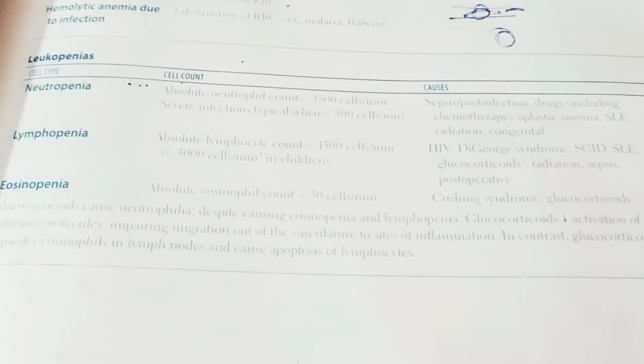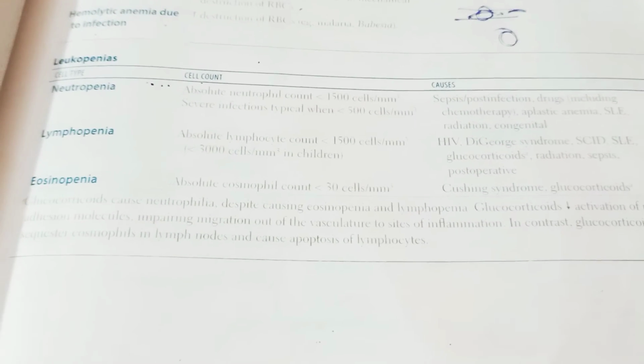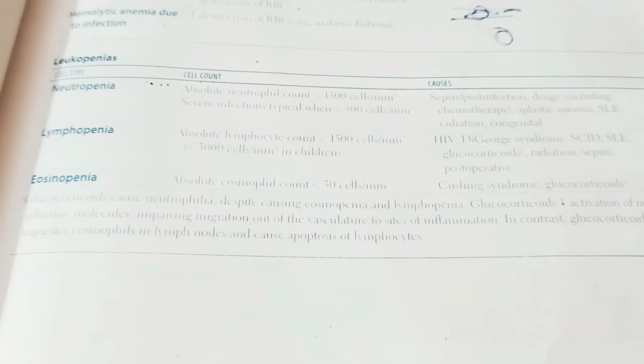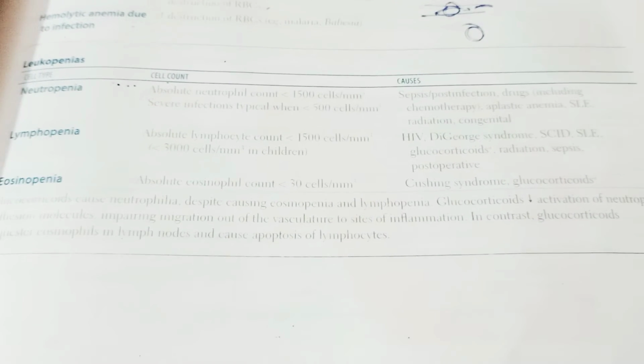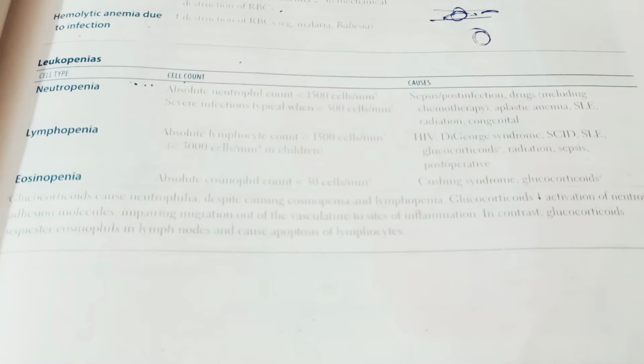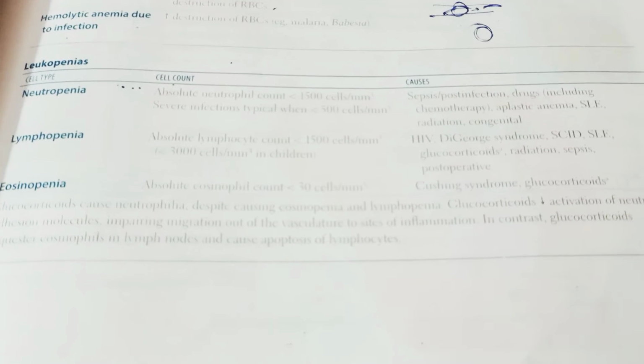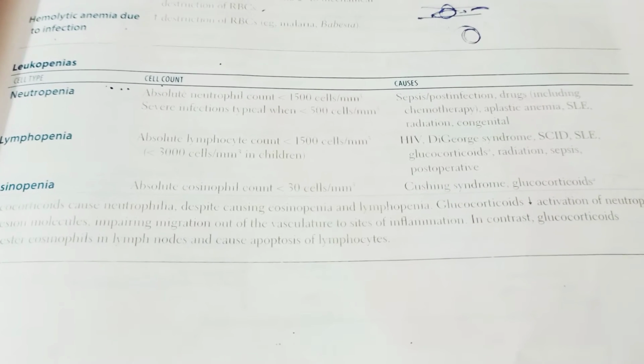Leukopenia means the WBC count is decreased. Neutropenia means neutrophils are decreased. Lymphopenia means lymphocytes are decreased. Eosinopenia means eosinophils are decreased. So we need to count that neutropenia means less than 1500 cells.